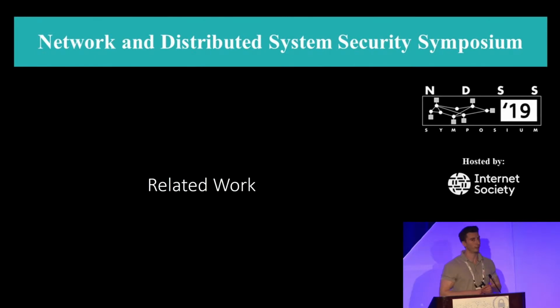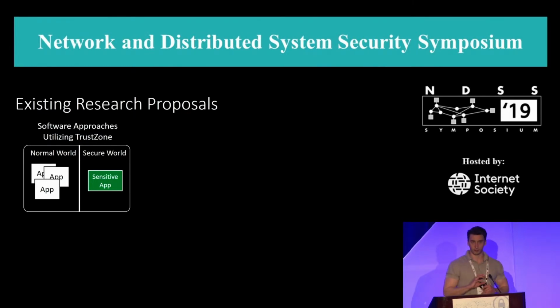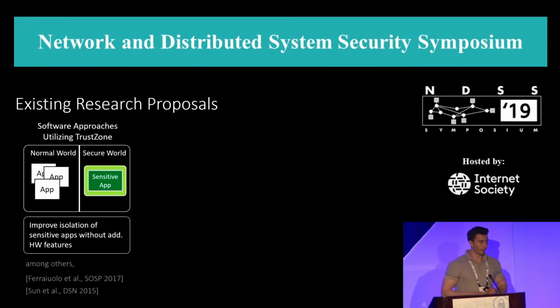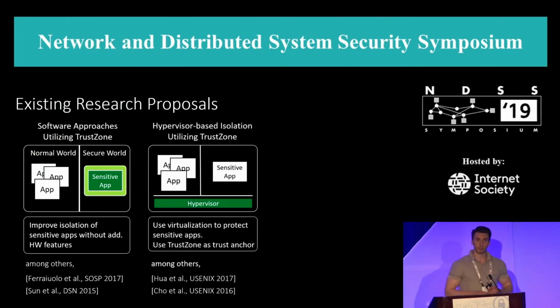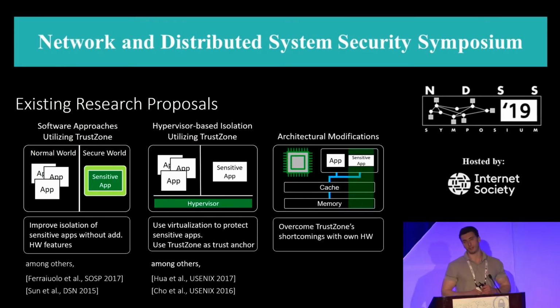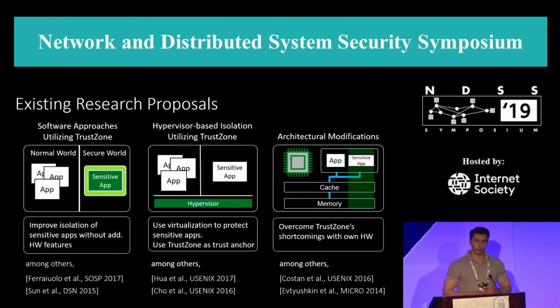Now, before we go to Sanctuary, I want to talk about the existing research proposals. We categorized these into 3 different groups, starting with the software approaches that utilize TrustZone. What these approaches do is that they improve the isolation of the sensitive apps without any additional hardware features. Next to that, we have the hypervisor-based isolation approaches that utilize TrustZone. They use virtualization to protect the sensitive apps, and they use TrustZone as their trust anchor. And the third group are proposals that use architectural modifications. Here the authors try to overcome TrustZone's shortcomings with their own hardware.